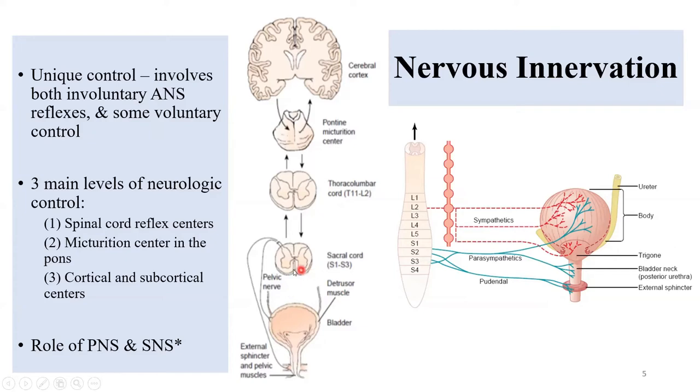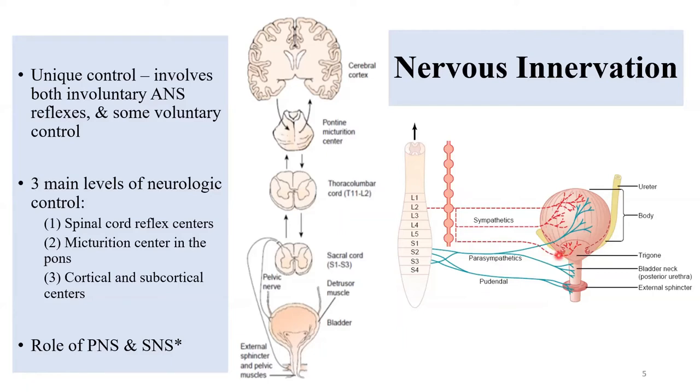If you refer to this slide, which is basically a blown-up part of this area, this is the bladder, this is the sacral component, and you see parasympathetic fibers going into the bladder. This is the blue thing. They're supplying the main bladder body. Then you have the same parasympathetic fibers going to the bladder neck, the posterior urethra. These are the parasympathetic fibers, okay? They are part of the pelvic nerves, which go from the spinal cord towards the bladder.